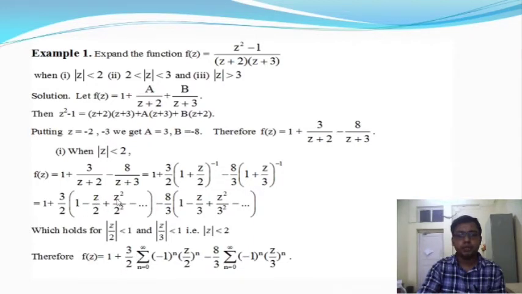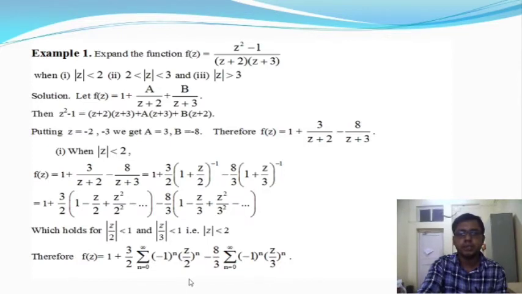Therefore f of z, this is the composite form. So 1 minus z by 2 plus z square by 2 square can be written as a summation, n equal to 0 to infinity, minus 1 whole to the power n into z by 2 whole to the power n, and a similar thing will happen in the second part of the series, summation over n equal to 0 to infinity, minus 1 whole to the power n into z by 3 whole to the power n. This is the Laurent series when modulus of z is less than 2, and f of z is equal to 1 plus 3 by 2 into summation over n equal to 0 to infinity minus 1 whole to the power n z by 2 whole to the power n, minus 8 by 3 summation over n equal to 1 to infinity minus 1 whole to the power n into z by 3 whole to the power n. Let's move on to the next part of this example.